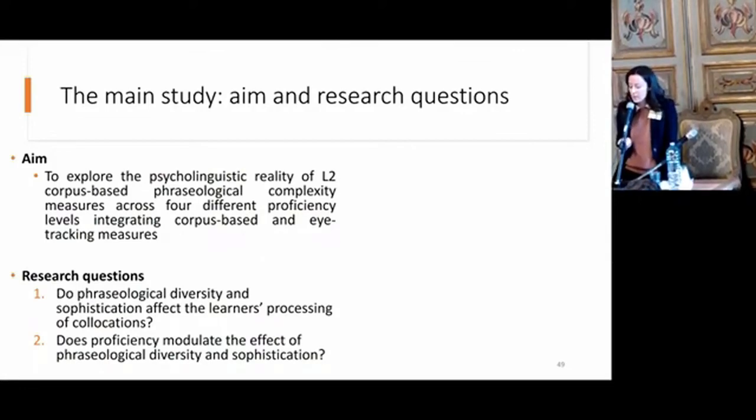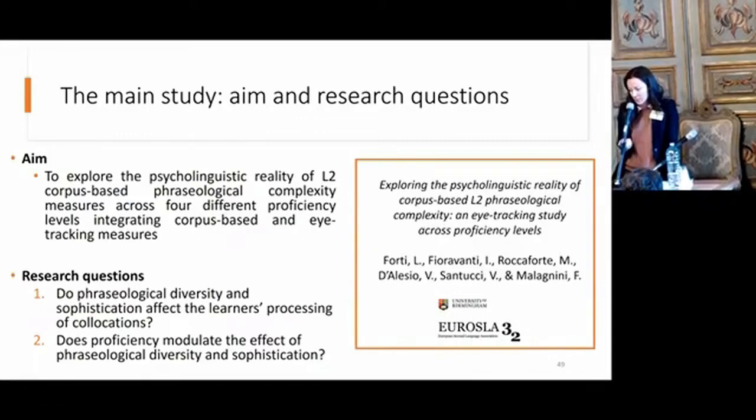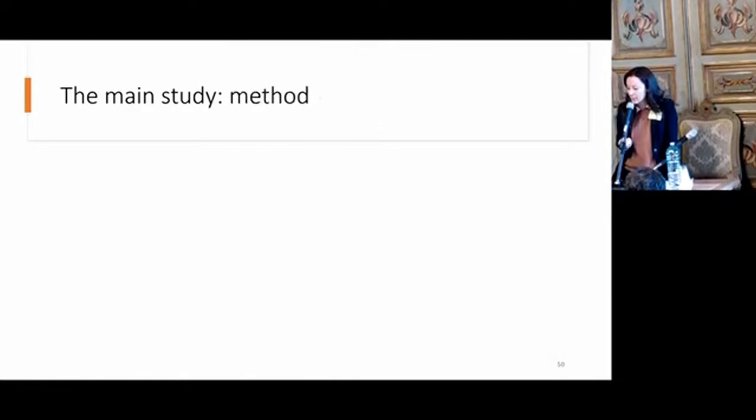And the second one, does proficiency modulate the effect of phraseological diversity and sophistication? This is a study that we presented recently at the EuroSLA conference, and we're currently writing up. Method. So how did we select target collocations?